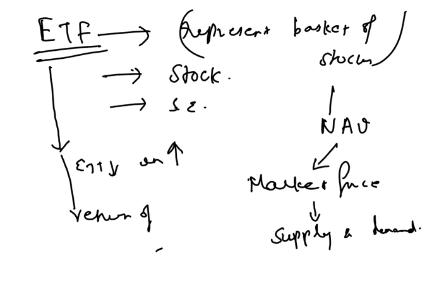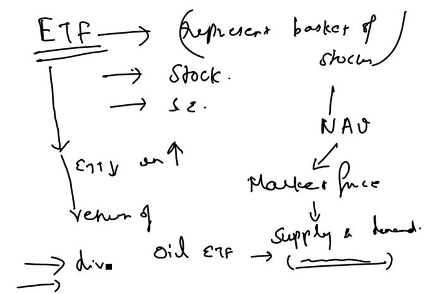Maybe we will have an oil ETF that will represent only a basket of oil-based companies. By owning an ETF, there are again many advantages. You get the diversification, because it represents a basket of stocks. Another advantage is the expense is very much less than the mutual fund. Another important thing is the brokerage charges are the same as those of a stock. In that way also the expense is very less.